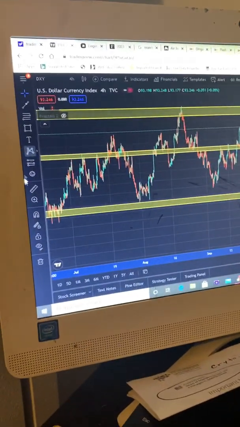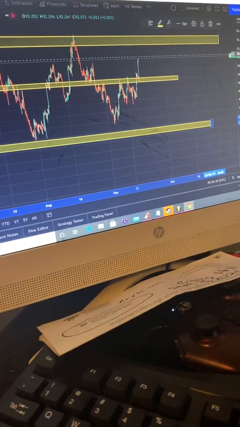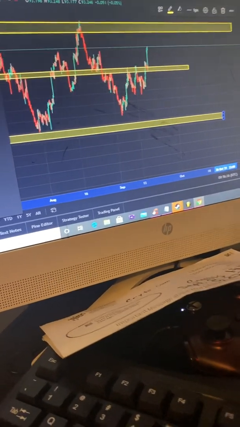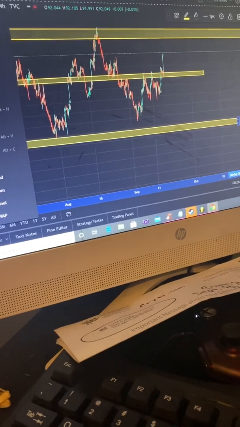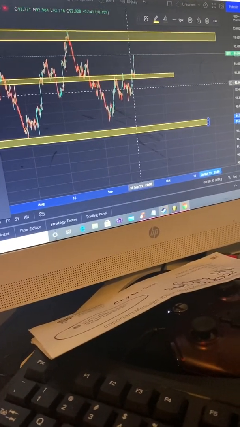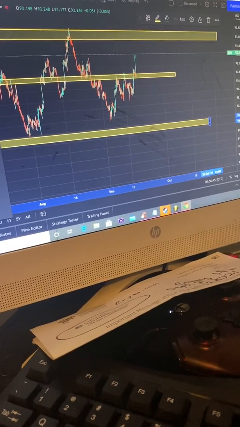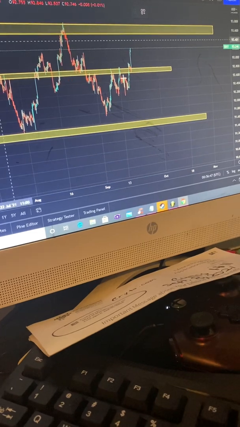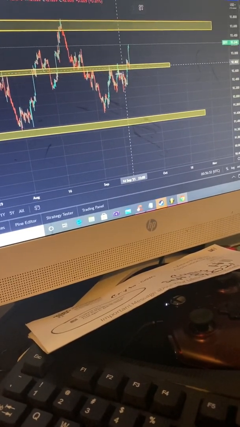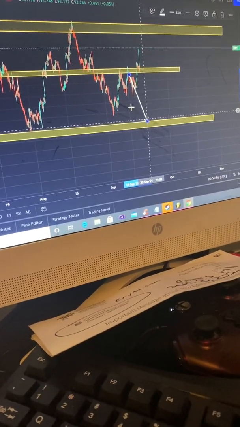So we have the DXY on the 4 hour. Friday, we had some news that pushed the dollar up to the upside. What we were seeing was this double top at this point. We were looking for it to the downside.